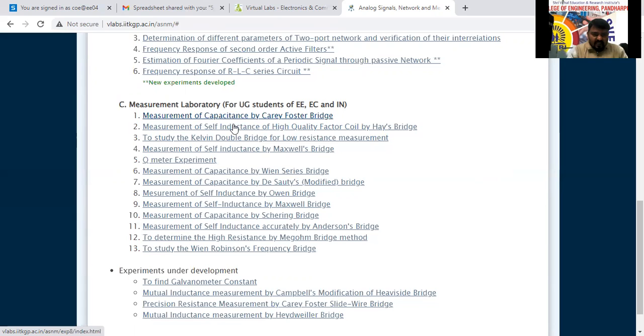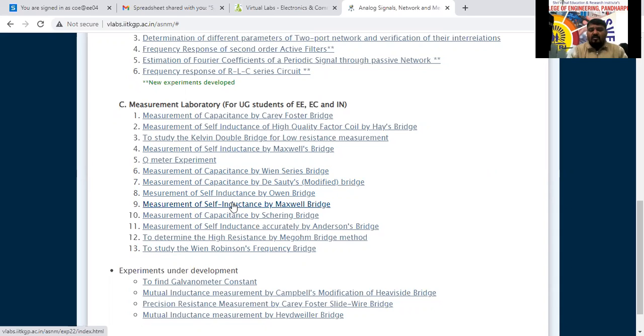Where is the Maxwell bridge you have to identify here? See here, self-inductance and quality factor of a coil by Hay's bridge is there. It is not the one we want. So here, self-inductance by Maxwell bridge is there. And one more is there also: measurement of capacitance by Wien series bridge, and self-inductance by Maxwell bridge.